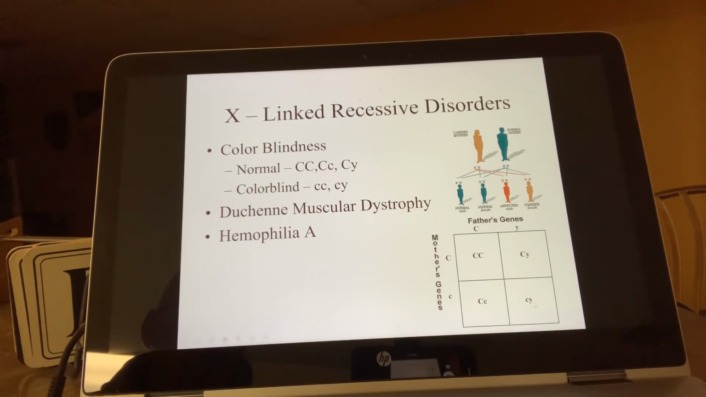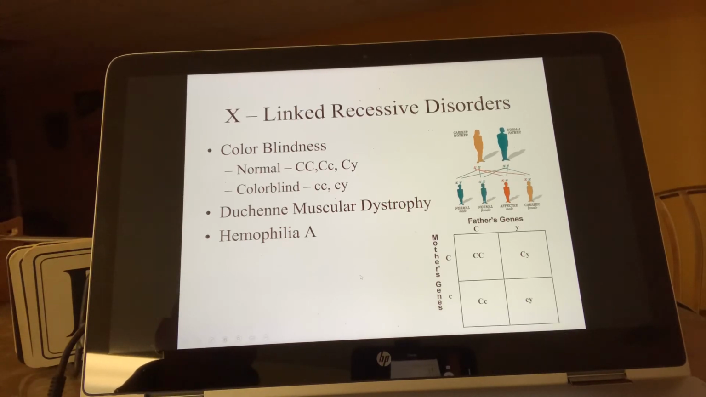So of their sons, 50% will be colorblind, 50% will be normal. Of all their children, 75% will have normal vision, and 25% of their children, or half of their sons, will statistically be colorblind. Other X-linked recessive disorders like Duchenne muscular dystrophy and hemophilia A, which we'll talk about in a few minutes, work the same way.